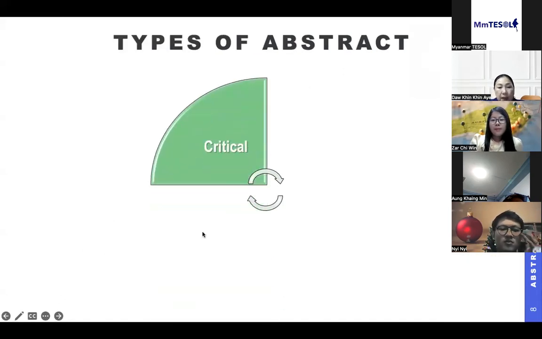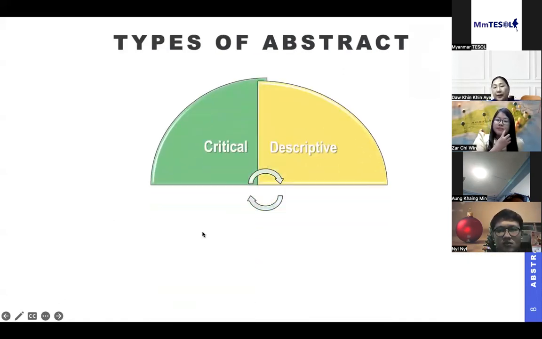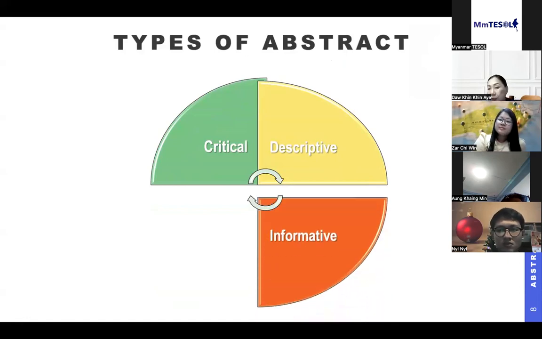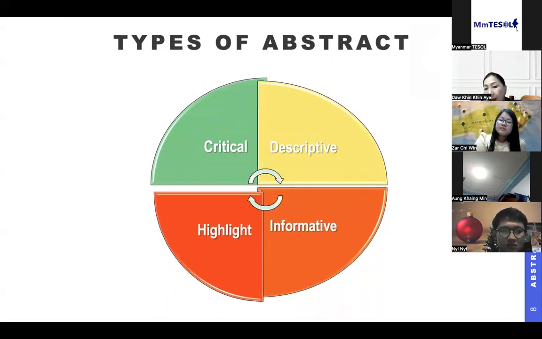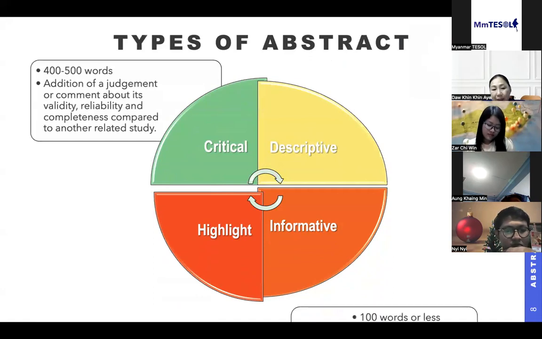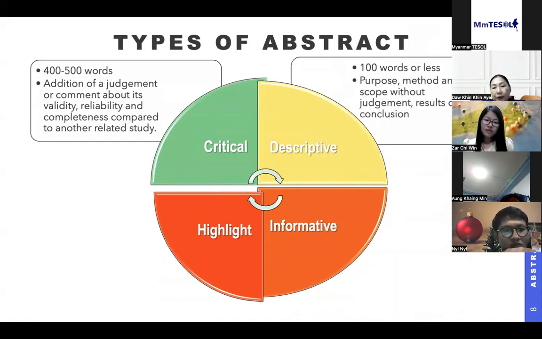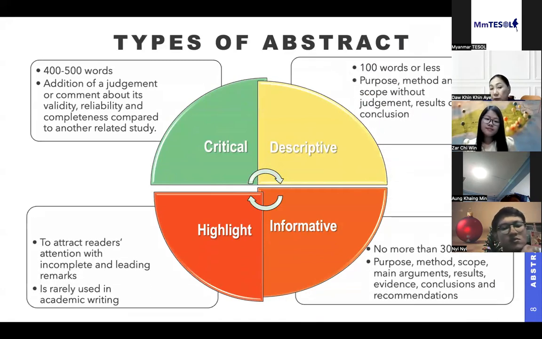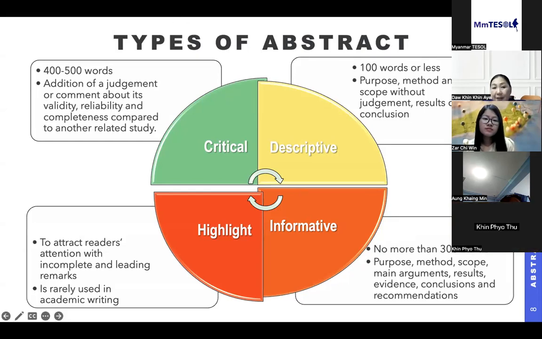Now, types of abstract. There are altogether four types: critical abstract, descriptive abstract, informative abstract, and highlight. What does it mean? Critical abstract is normally between 400 and 500 words, with the addition of a judgment or comment about its validity, reliability, and completeness compared to another related study.